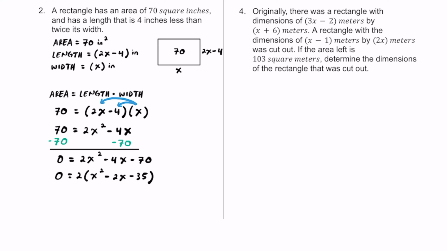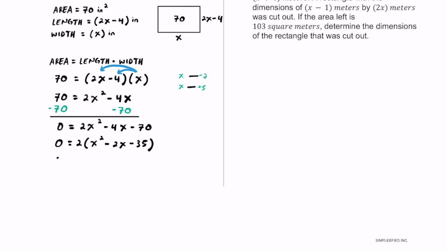Now let's see, we have x squared, so I know x times x is x squared, and then for the negative 35, I'm thinking maybe negative 7 and positive 5, that gets you negative 35 if you multiply, and if you multiply x times negative 7, that's negative 7x, plus 5x, that does equal the negative 2x in the middle, so we like that.